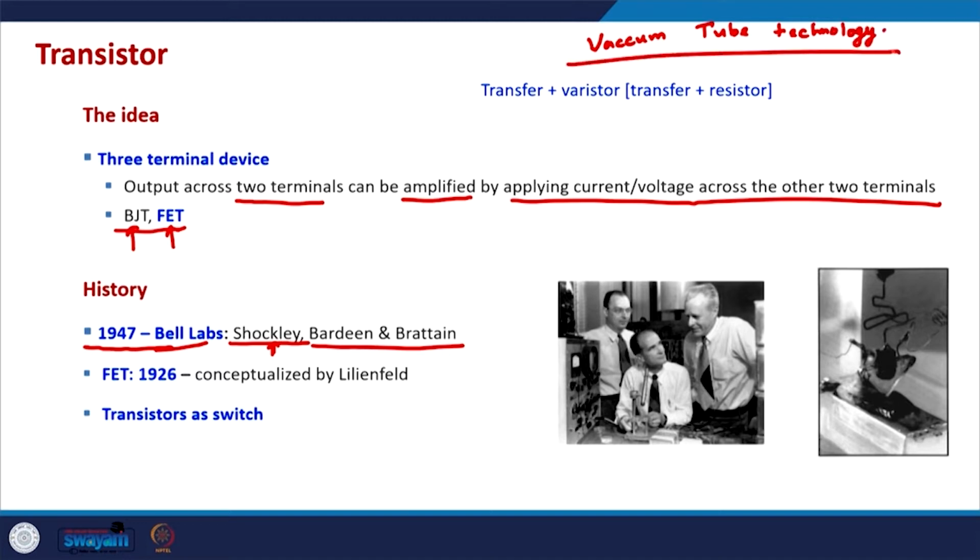Vacuum tube technology is actually considered to be the starting point of electronics engineering, or electronics as a discipline. And why did we need vacuum tubes? The reason was that since Maxwell gave the exact mathematical formulation of electromagnetism, and then Hertz demonstrated the physical existence of electromagnetic waves.